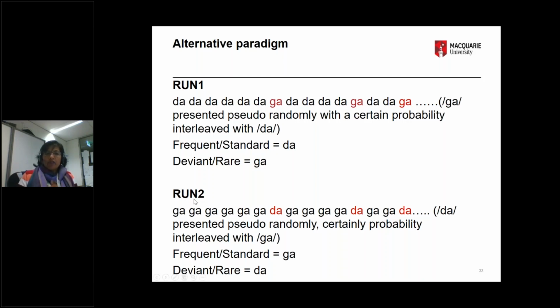But then what you do is you do the second run where you make your GA the standard and DA the deviant. Now, this has two advantages. The first is that you're testing both the DA and GA discrimination in both directions. When you have established DA and you hear GA, now they're different because they have differences in their formant frequencies. The second and third formant frequencies are different. But then when you have GA as the standard and you present DA, do you perceive the change similarly?